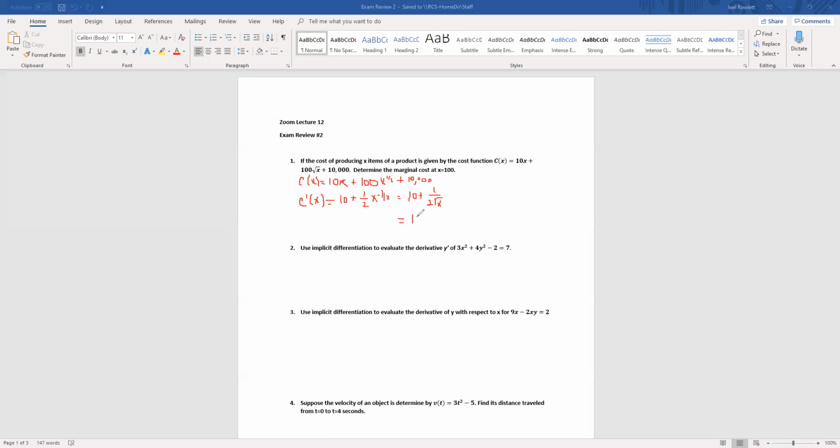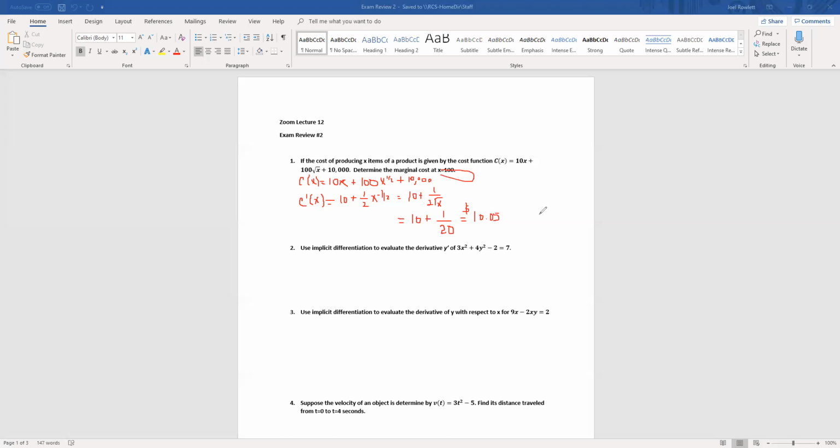That's going to give me 10 plus 1 divided by 2 times the square root of 100, right? Because X is 100. And the square root of 100 is 10, and 2 times 10 is 20. So it appears to me that we have 10 plus 1/20, and 1/20 is 0.05, so that's going to be 10.05, which tells me the marginal cost when X is 100 is going to be $10.05, right? This is money we're talking about, so $10.05.